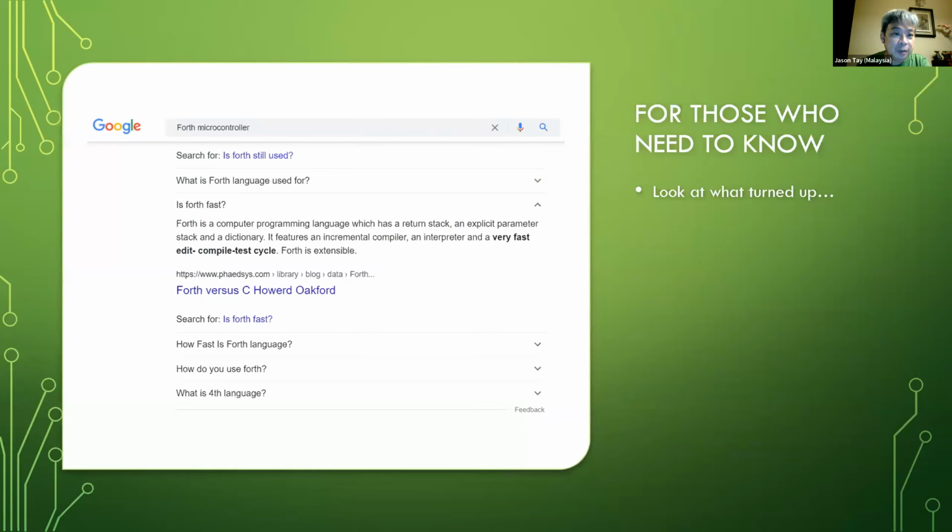And along my research, as it happens, just searching for something else, not even searching for benchmarks, just looking at Forth microcontroller, you will see that in fact questions like "is Forth fast?" come up. And we have a certain member of the group appearing here, Howard Oakford, and then "how fast is the Forth language" and so on. So it's clearly something that people think about at some point or other for various reasons. And some of it is maybe that you're writing a Forth interpreter and you want to know how fast it's going.